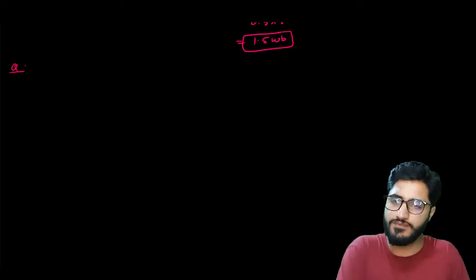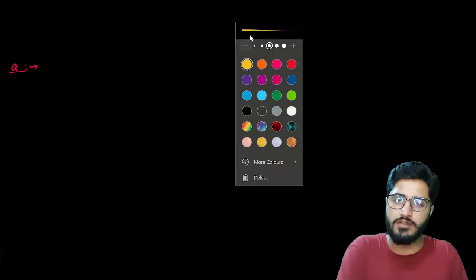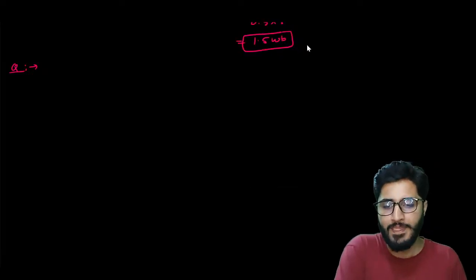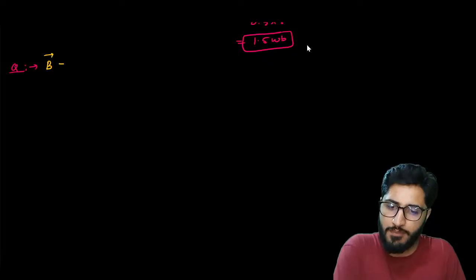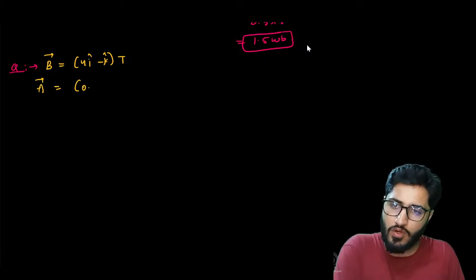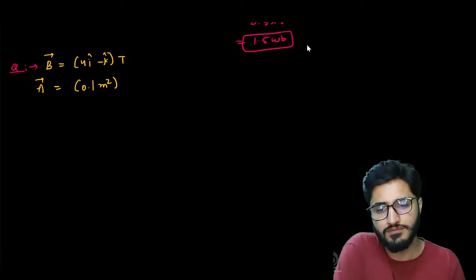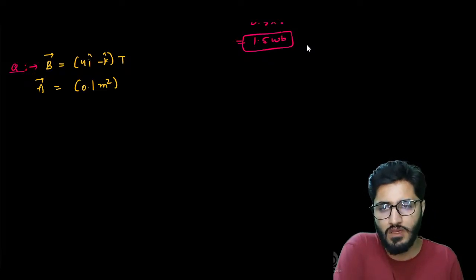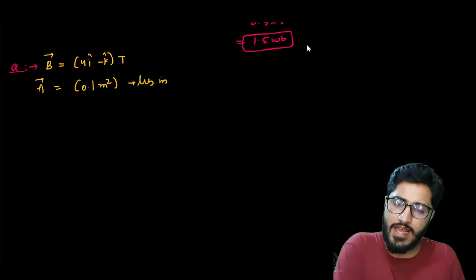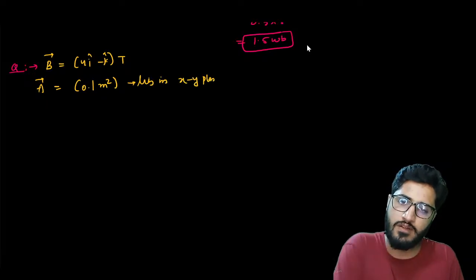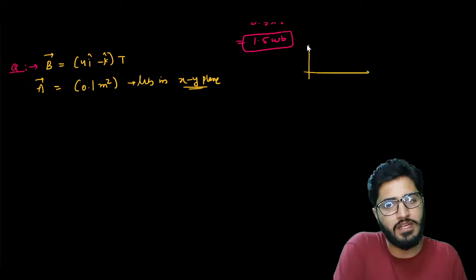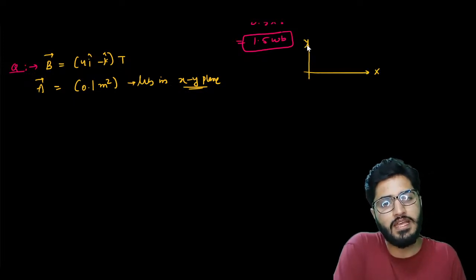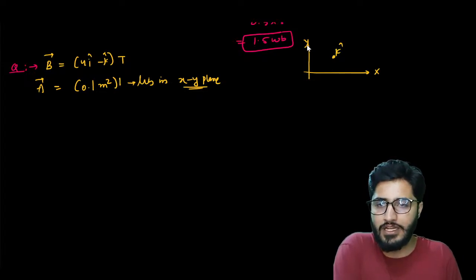Okay, one more numerical. If my B is 4I cap minus K cap Tesla, and my area is given as 0.1 meter square. Clear? And this thing lies in the XY plane. So this is my X, this is my Y. My area vector will be perpendicular to it. That means K cap, no? So I need to put here K cap.